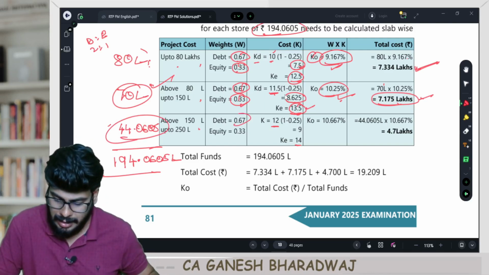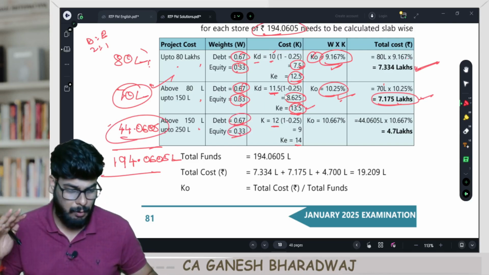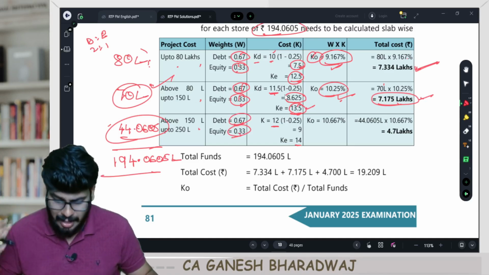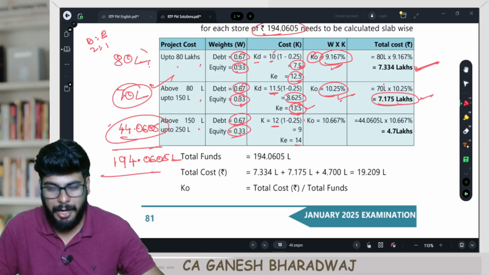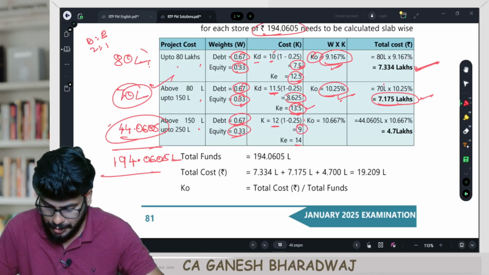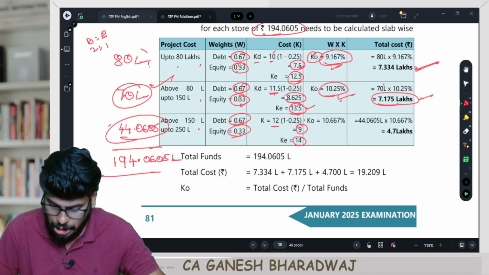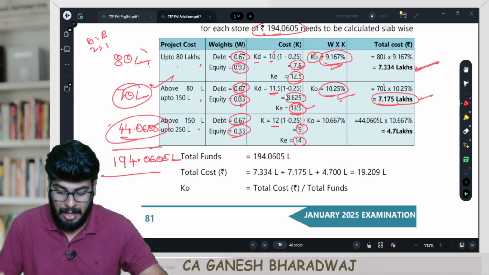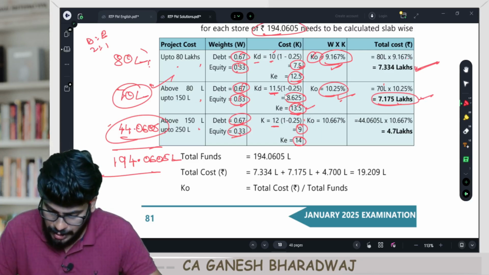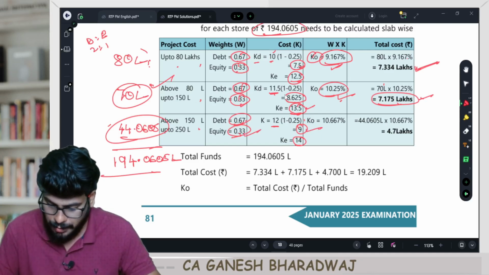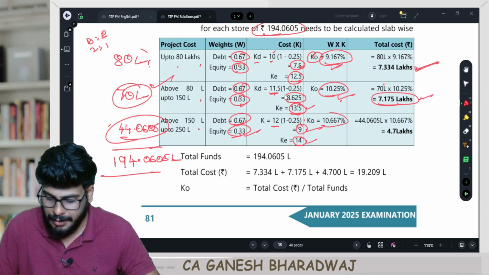So how much is this? The KD, the weight of debt and weight of equity remain the same, right? The cost of debt: 12 into 1 minus 0.25 gives you 9%, and KE is going to be 14 percent. So the overall cost of capital for the remaining 44.0605 lakhs is going to be 0.6666 into 9% plus 0.3333 into 14 percent. That gives you how much?